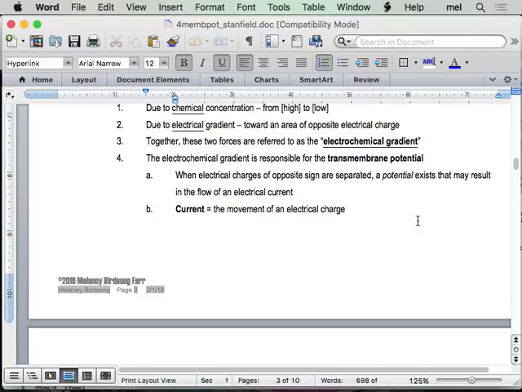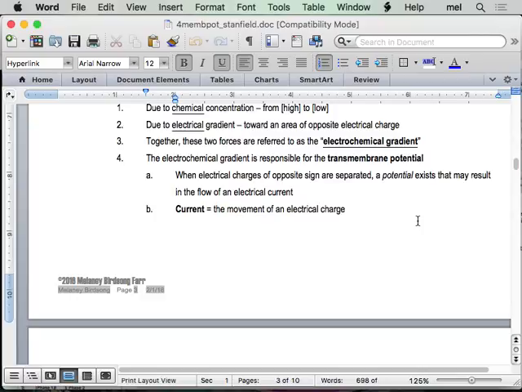Okay. So why do you care? Because when I move a charged ion, right? All ions are charged. Across a charged membrane, it creates a current. And that's how you get these electrically active tissues that we're talking about, okay?